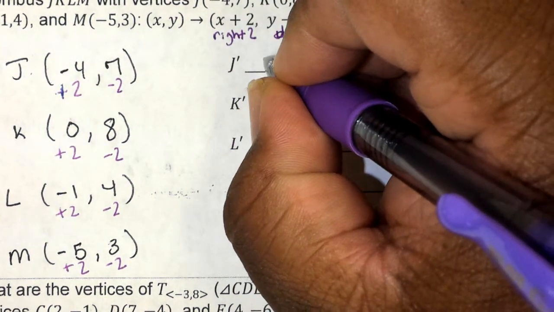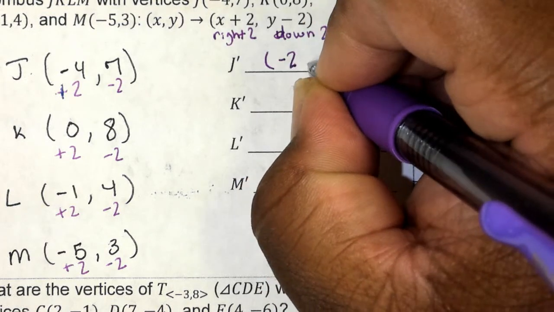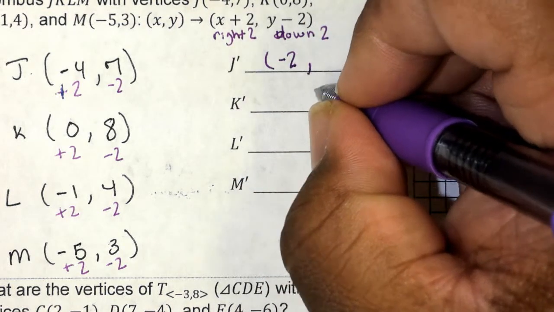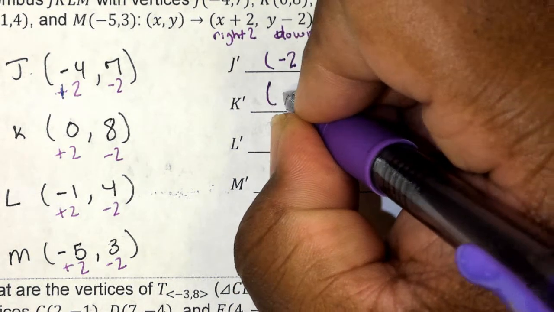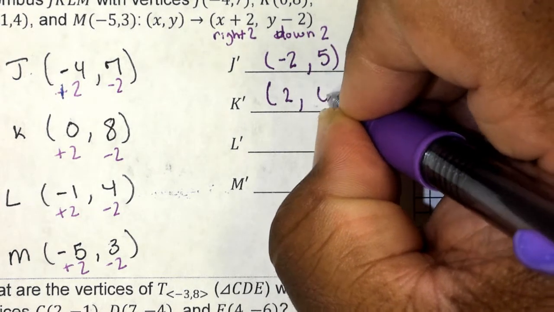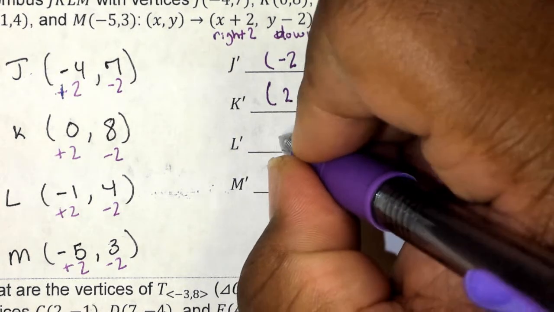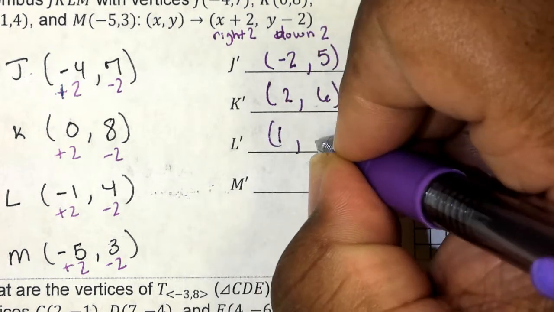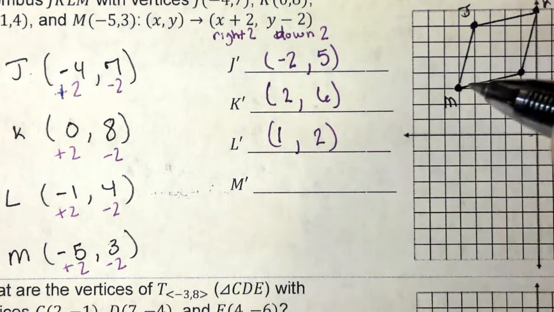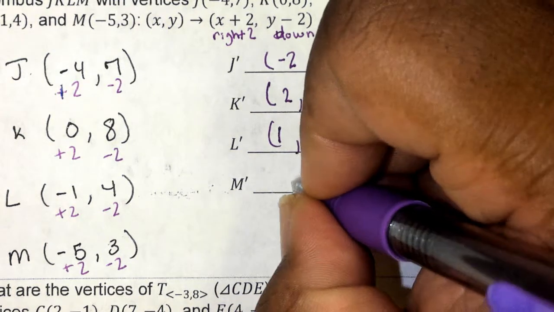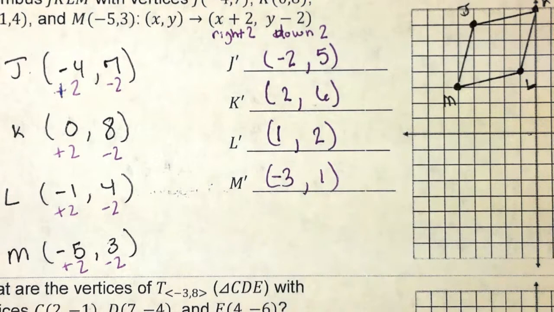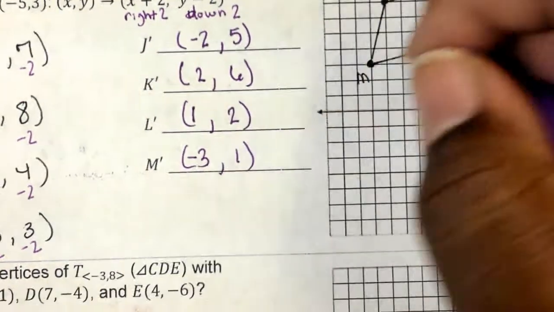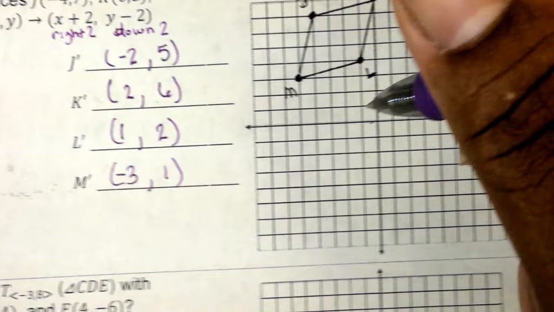-4 plus 2, -2. 7 minus 2, 5. 0 plus 2, 2. 8 minus 2, 6. Negative 1 plus 2, 1. 4 minus 2, 2. Negative 5 plus 2, negative 3. And 3 minus 2, 1. Your points, graph them, you should have your image. Make sure you put the notations on there so I know which one is which.